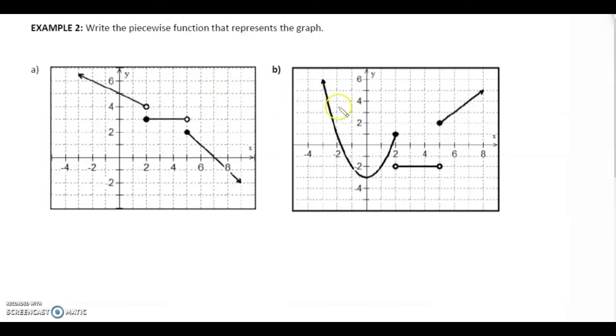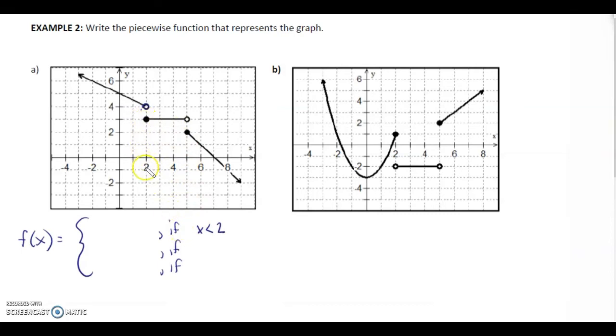Okay, write the piecewise function that represents the graph. Okay, so for the first graph here, let's set this up. So we're going to do f at x equals, and this has 3 chunks of the piecewise function. So let's leave a little bit of space and put a comma, if, and let's talk about the domain that they're on first, okay? So for this first portion, it's on x is less than 2, and it's an open circle, so it's going to be just less than 2.